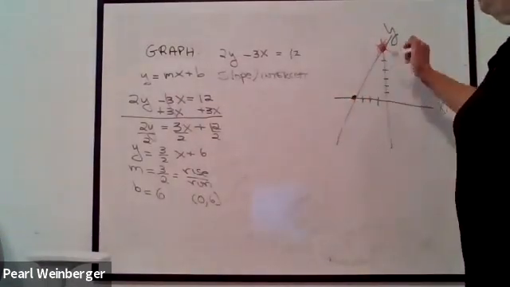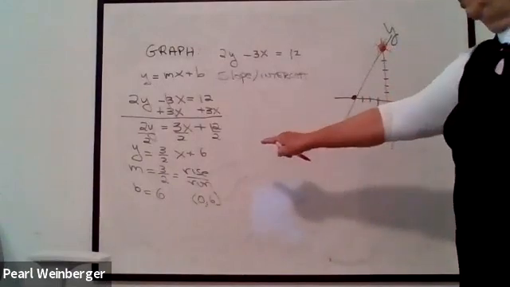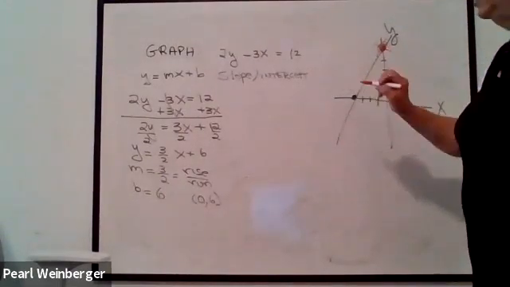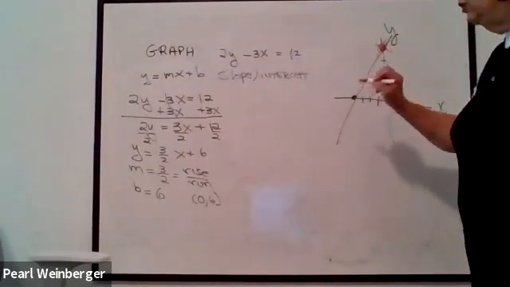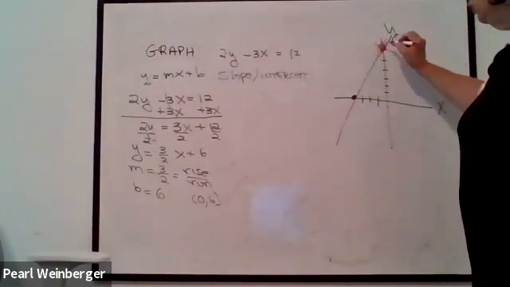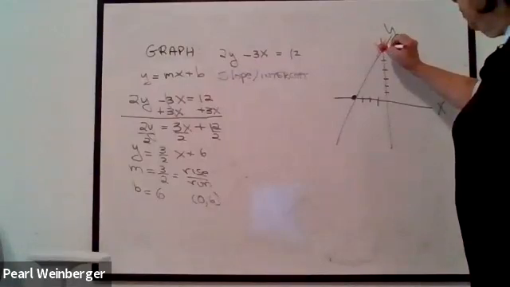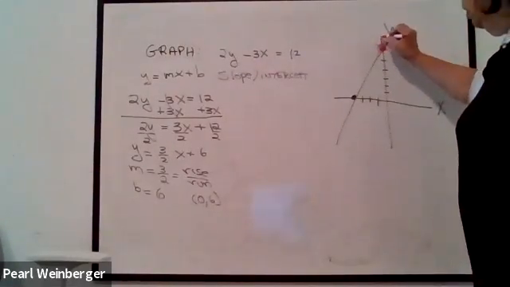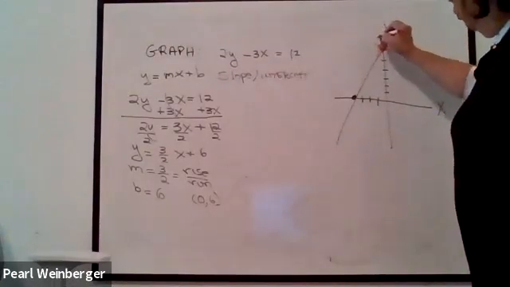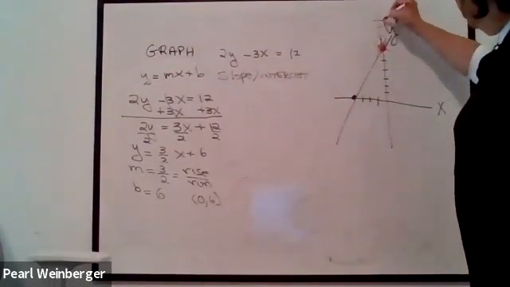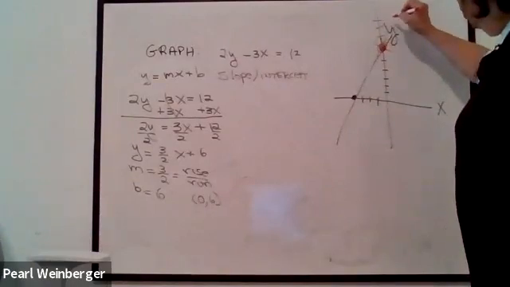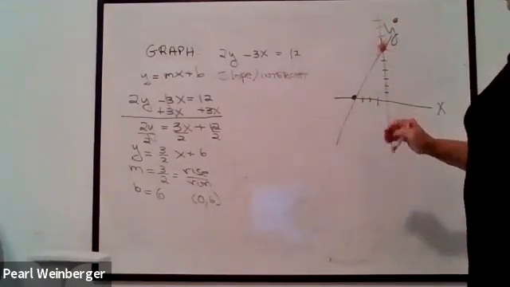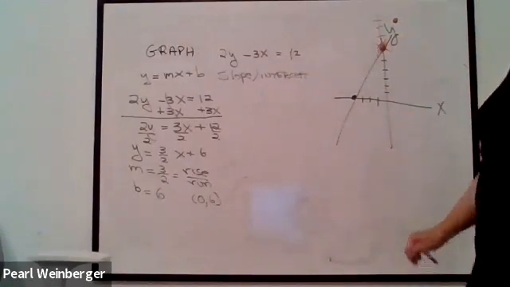We then go from that point to other points using the slope. The slope says its rise over run is 3/2, which means from this original point, the y-intercept, we're going to go up 3, 1, 2, 3, 2 to the right, 1, 2. That gives me a second point.